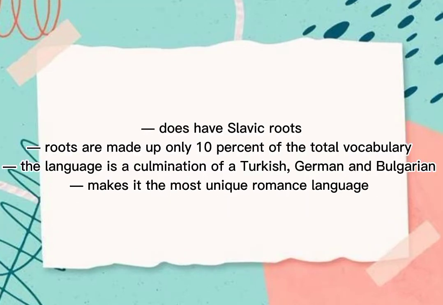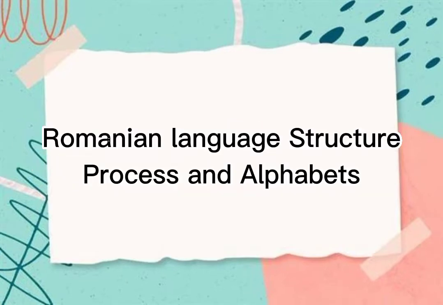While Romanian does have Slavic roots, those roots only make up about 10% of the total vocabulary. The language is actually a culmination of Turkish, German, and Bulgarian. This makes it the most unique Romance language.